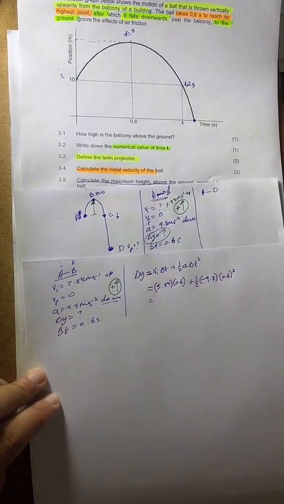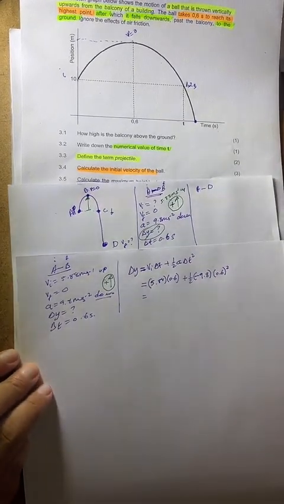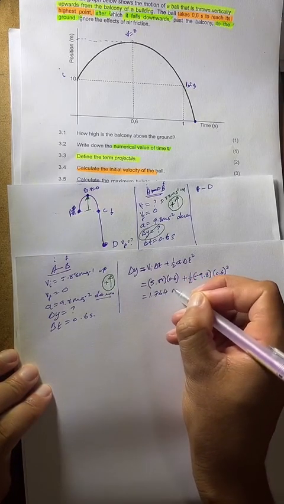Now you input all these values in your calculator. Any calculator will take it directly to the answer. So we have 5.88 multiplied by 0.6, then plus 1 over 2 multiplied by negative 9.8, and then multiply this by 0.6 all squared. From my side, this gives me 1.764 meters.